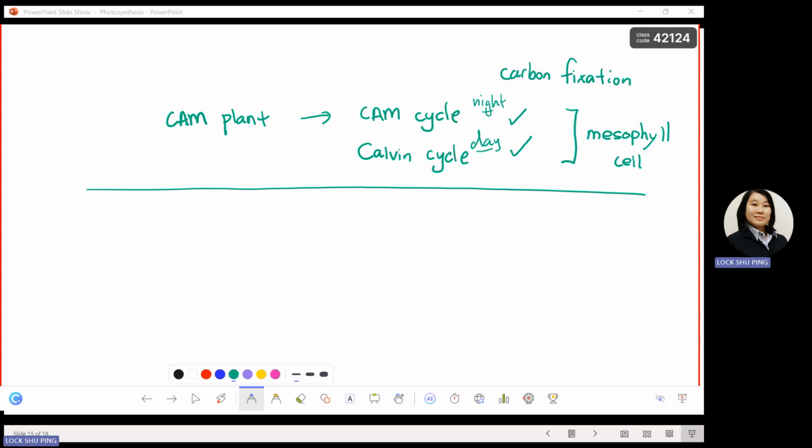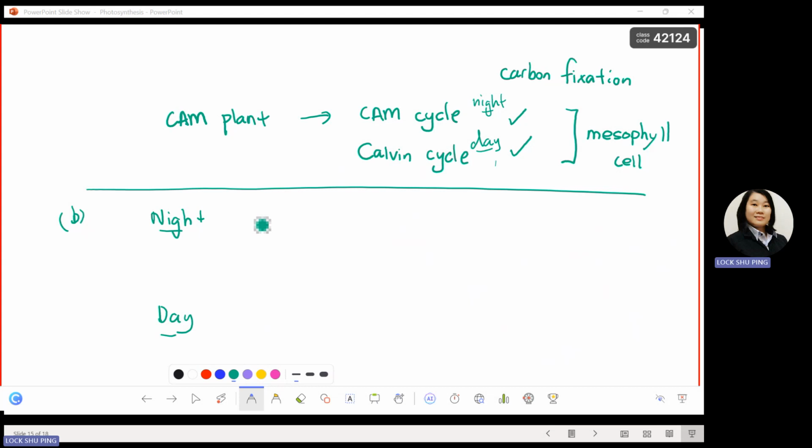So how to write the carbon fixation? Okay, so bear in mind, question B only wants us to discuss carbon fixation. So no need to discuss anything other than that. Okay, we only focus on carbon fixation. So carbon fixation of the CAM plant happens at night and happens at day. So we just mention what happens during night, what happens during day.